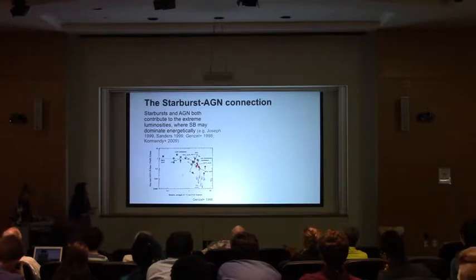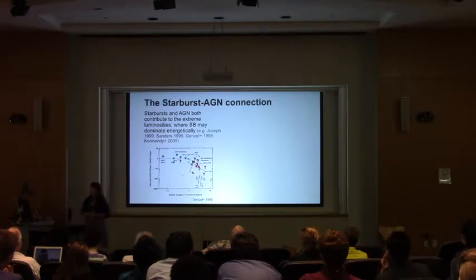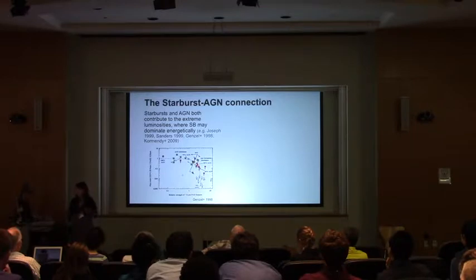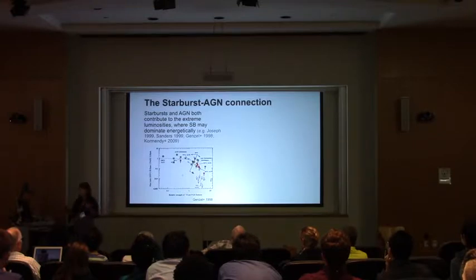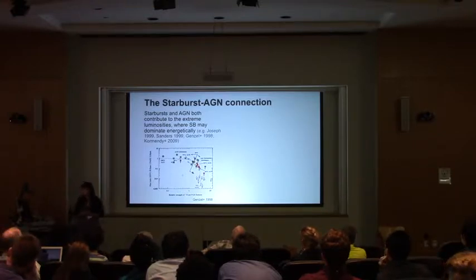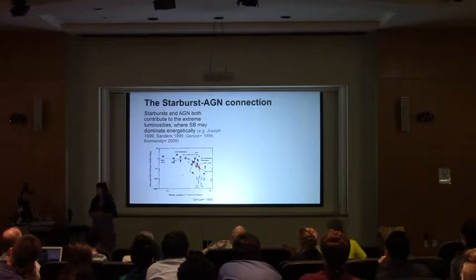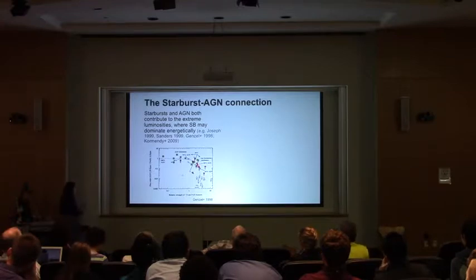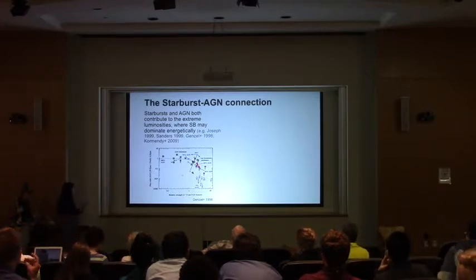The starburst AGN connection is a term that we've kind of thrown around for the last couple of decades at least, and it's been a debate. I think it started as a monsters versus babies debate, where the AGN and starburst, the stellar nurseries, are actually competing to contribute to the extreme luminosities we see in these galaxies.